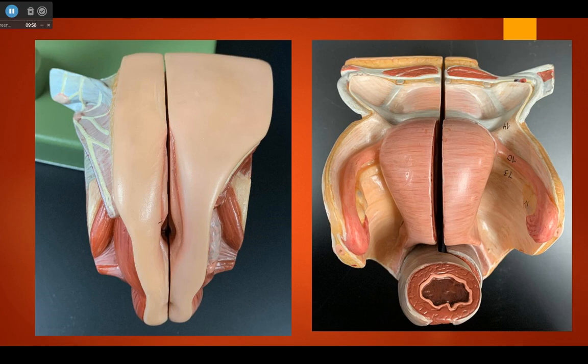You do not have to know the internal os or the external os. And with the cervix of the uterus, you can just call it cervix. You don't have to say cervical canal. Okay, so addressing the model.